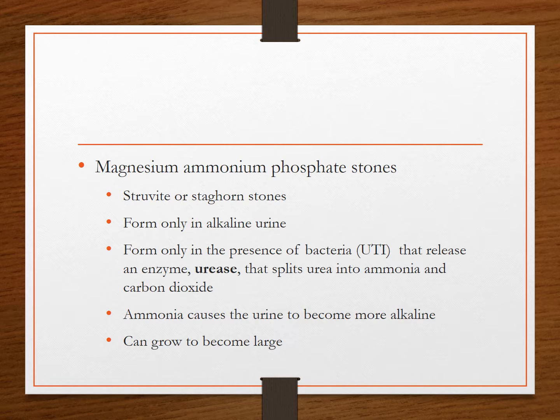Your magnesium ammonium phosphate stones, referred to as struvite and staghorn stones, usually only form in the presence of alkaline urine, and usually only in the presence of a bacteria, because that bacteria will release an enzyme called urease that splits urea into ammonia and carbon dioxide. That ammonia causes the urine to become more basic or alkaline, and allows the stone to grow and become very large. They call them staghorn stones because they can have little prickly points that actually cause even more pain than your normal stones would.